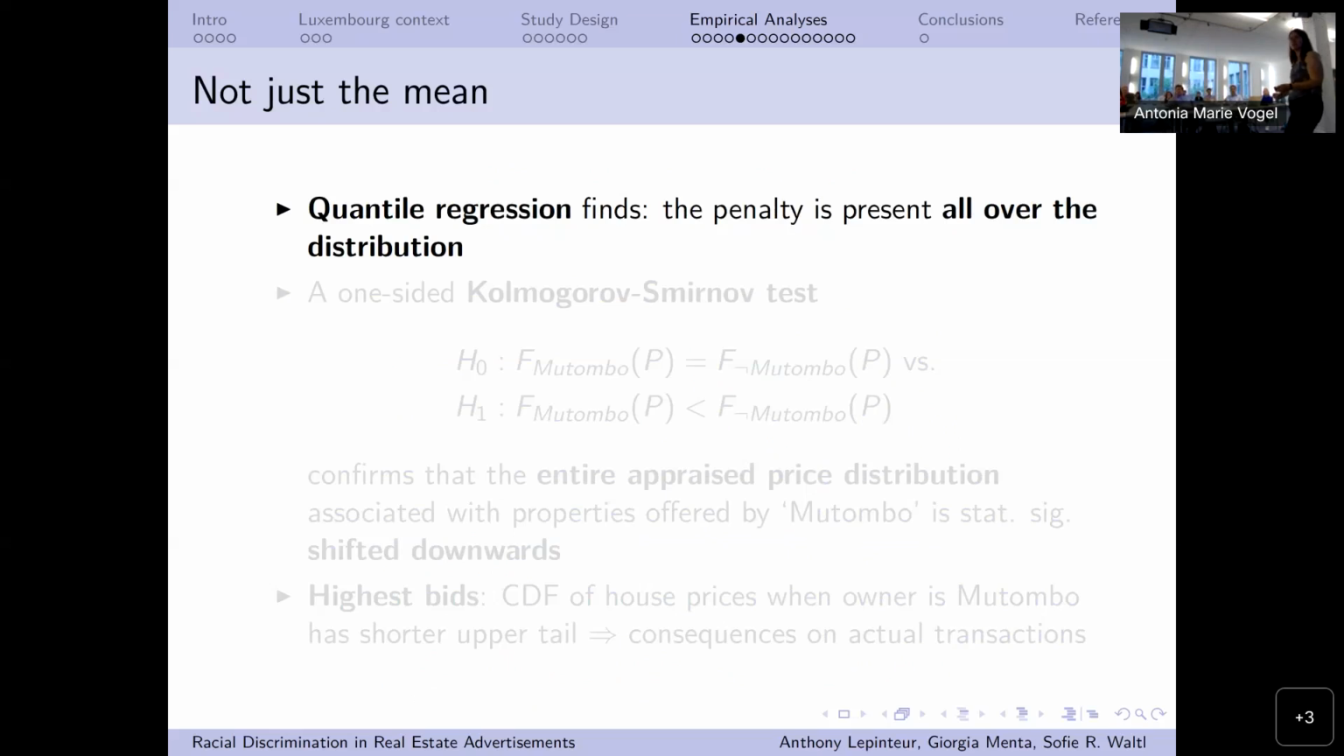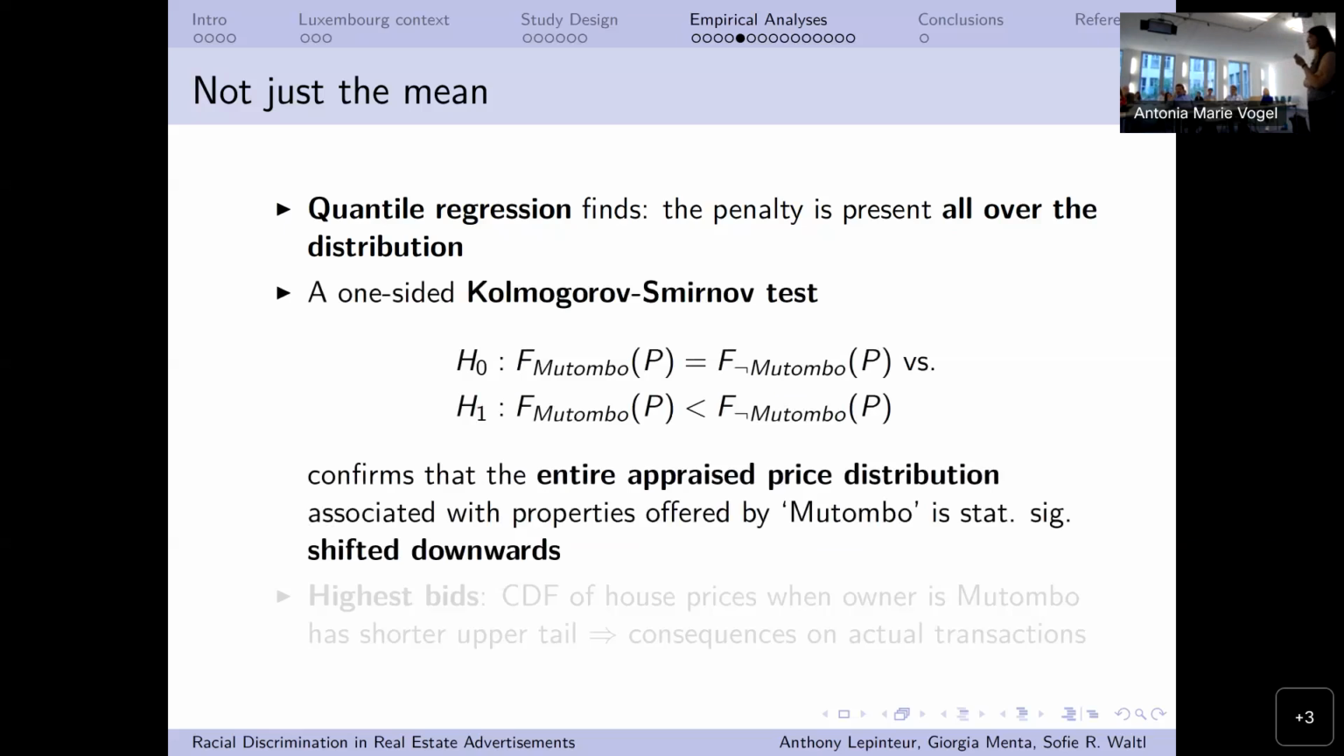And that's why we also estimate some quantile regressions for different parts of the distribution, and actually find that, yes, also at the very top, there is this bias. And actually the bias, or the penalty as we call it here, is present and also similar in size across the entire price distribution. We also formally test whether the entire price distribution shifted downwards, and that's significant.